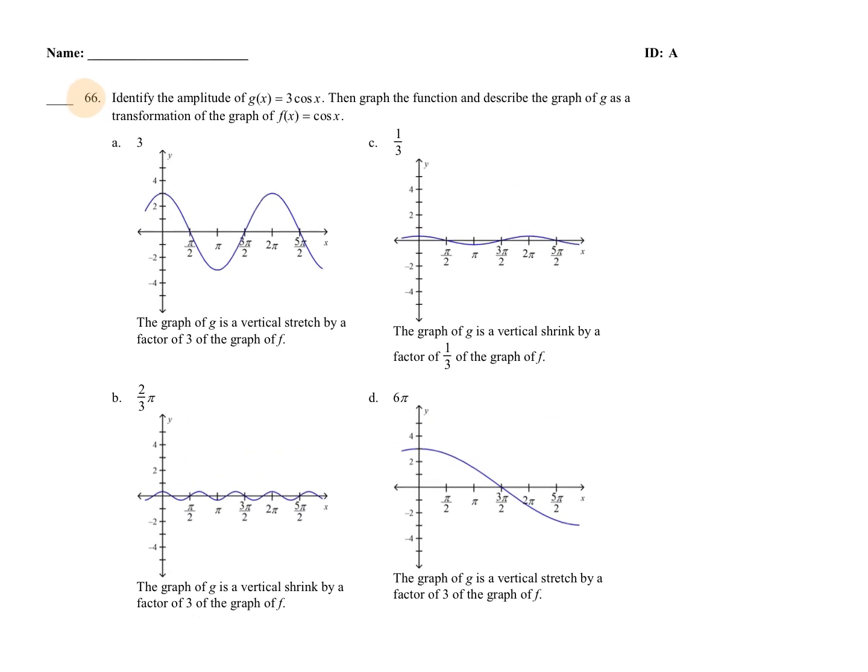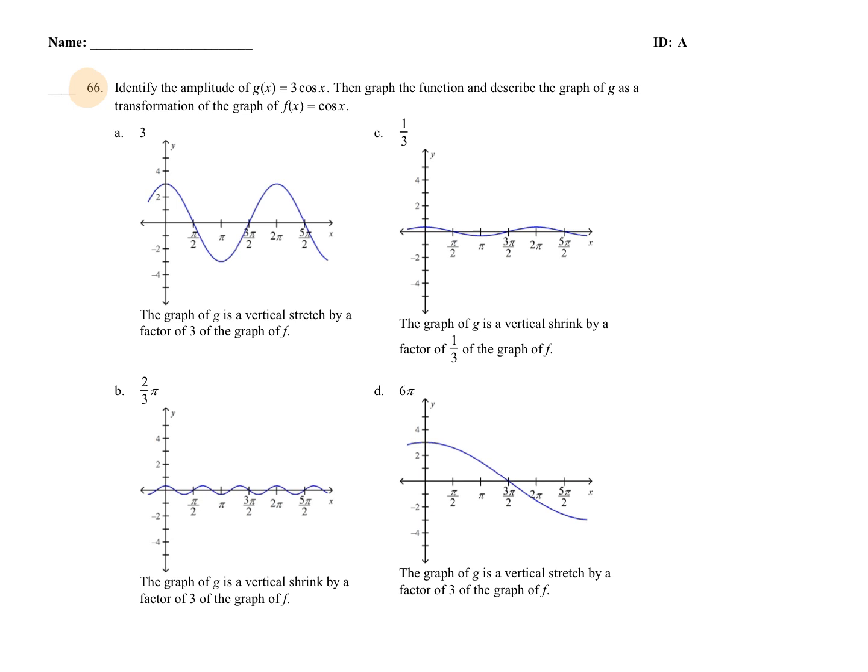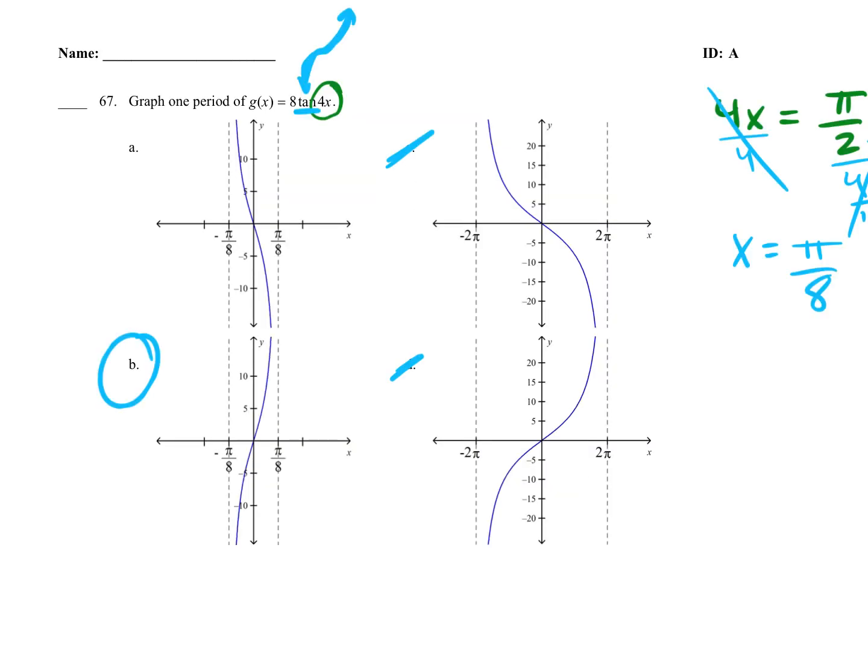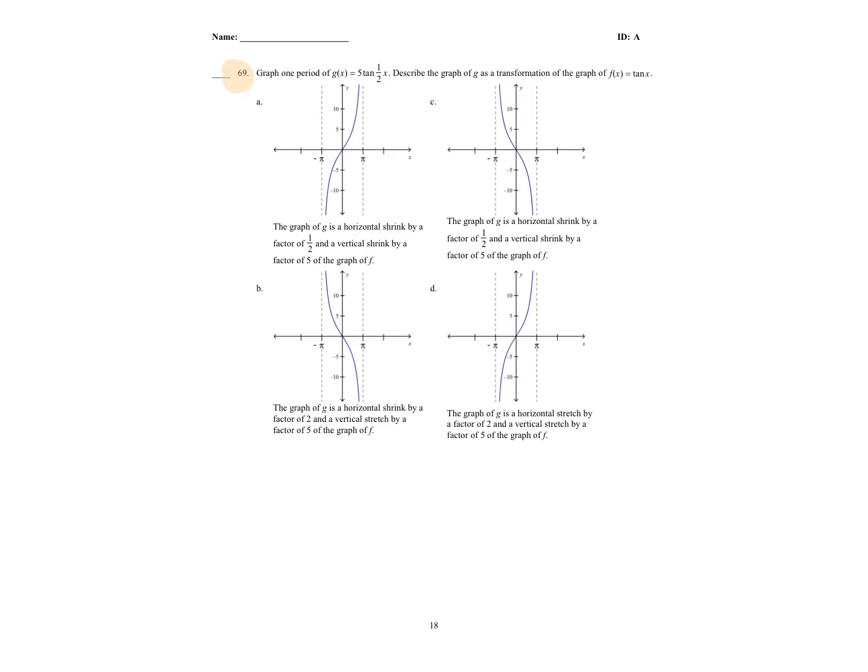66. It says identify the amplitude and then graph. What's our amplitude here? 3. 3, which would be answer choice A. We did 67 together. Let's do 69.